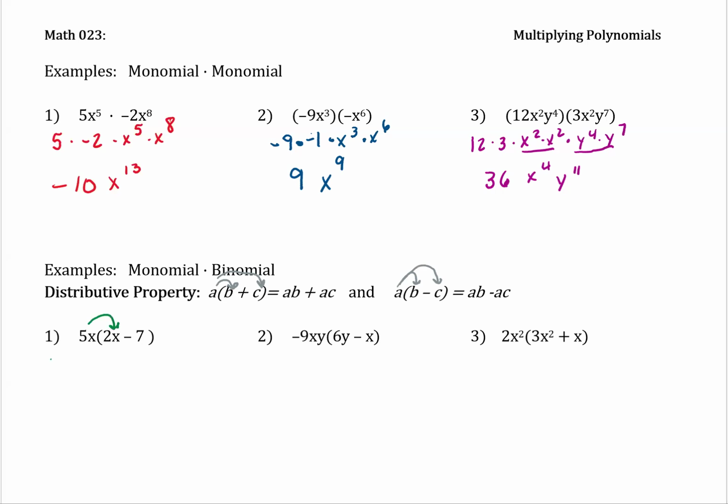5x times 2x would be 10x squared. 5 times negative 7 is negative 35x.